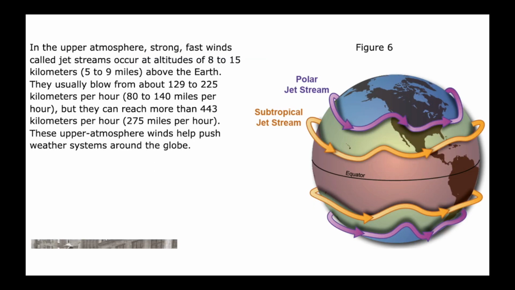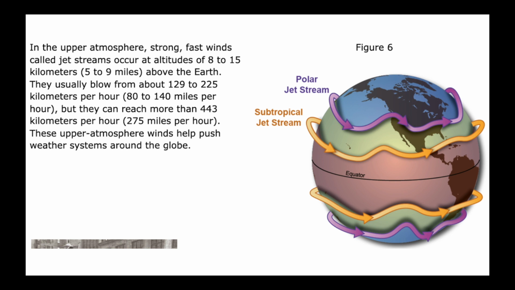In the upper atmosphere, strong, fast winds called jet streams occur at altitudes of 8 to 15 kilometers, or 5 to 9 miles, above Earth. They usually blow from about 129 to 225 kilometers per hour, or 80 to 140 miles per hour. But they can reach more than 443 kilometers per hour, or 275 miles per hour. These upper atmosphere winds help push weather systems around the globe.